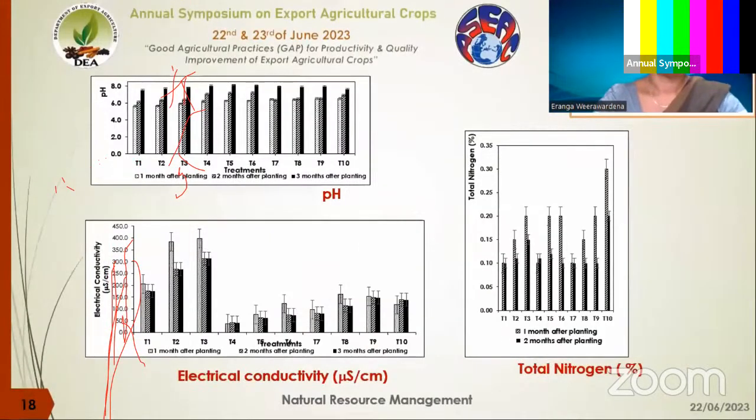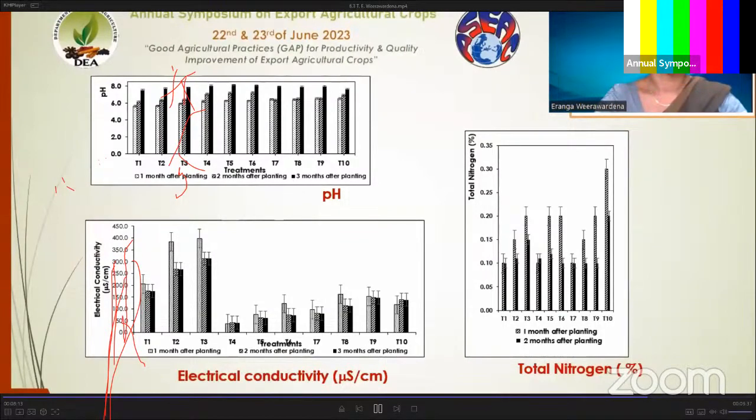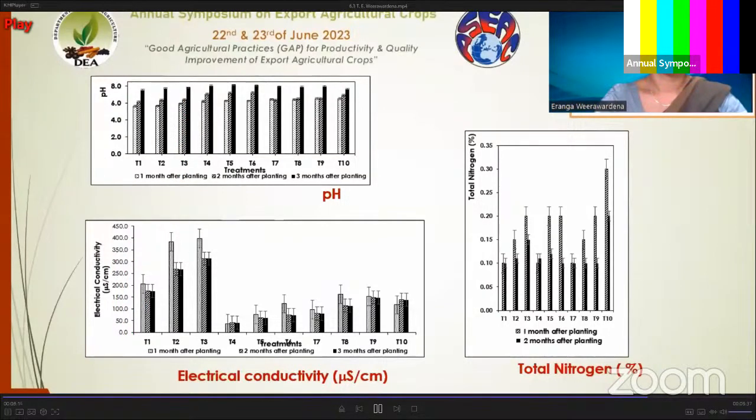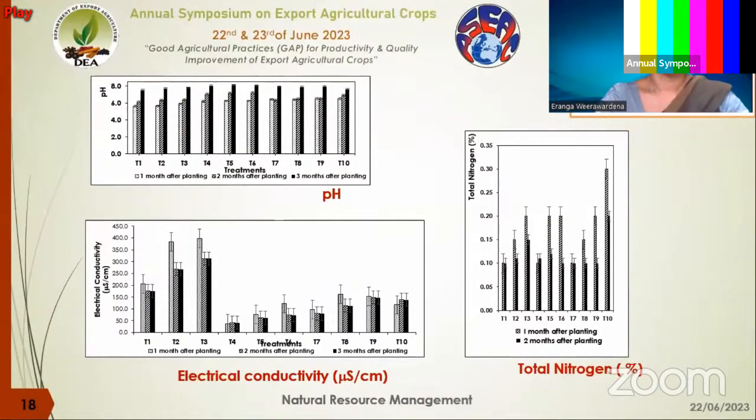When we examine the pH, the pH was in the optimum range after 1 month, 2 months, and 3 months after planting. But you can see electric conductivity was low in all treatments except the topsoil treatment, and total nitrogen percentage was high in the recommended potting mixture.